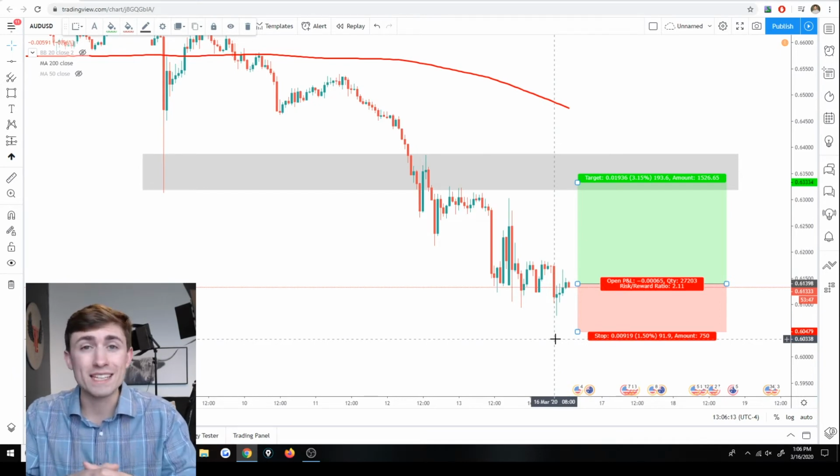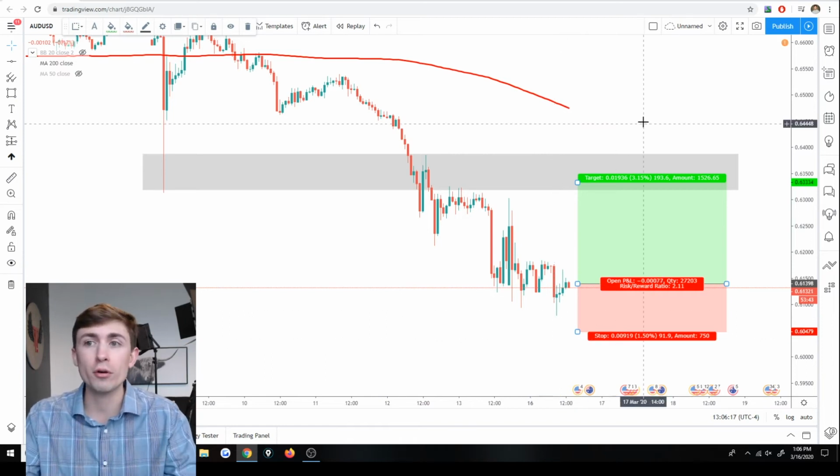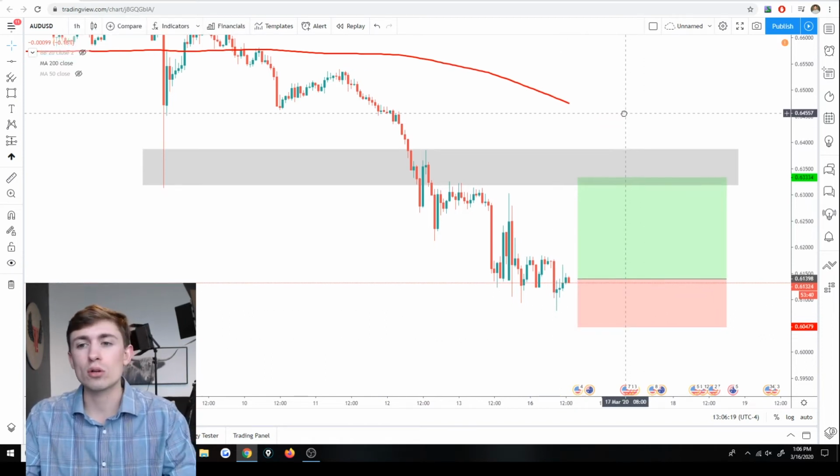Again, risk management is key. It is a pillar to trading success, and it is so very important. So we need to have something like this tool, or at least a way to do this very quickly and easily. So we go back to the tool.